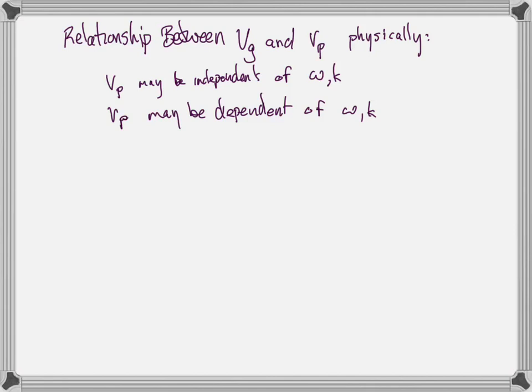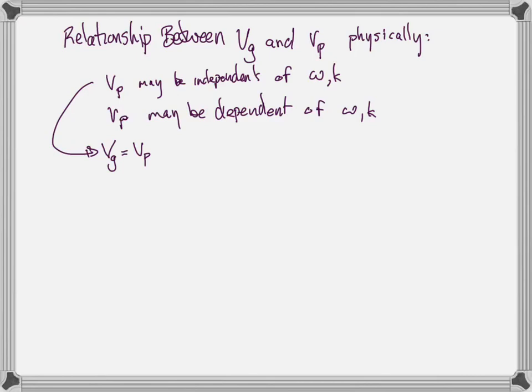So sometimes physically the phase velocity is independent of omega and k, and sometimes it's dependent on omega and k. Hopefully it's pretty clear that if it's independent of omega and k, the group velocity must equal the phase velocity. I'm putting a subscript p-h because you often see it that way. But if the phase velocity is dependent on omega and k, then the phase velocity can travel at a different speed than the group velocity. And certainly we created waves in the wave simulator where the phase velocity was the same as the group velocity and where it was different.